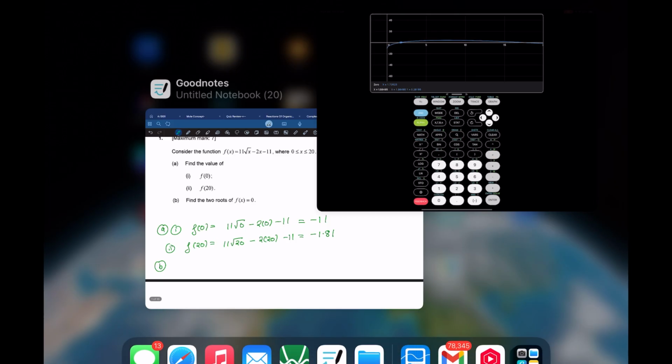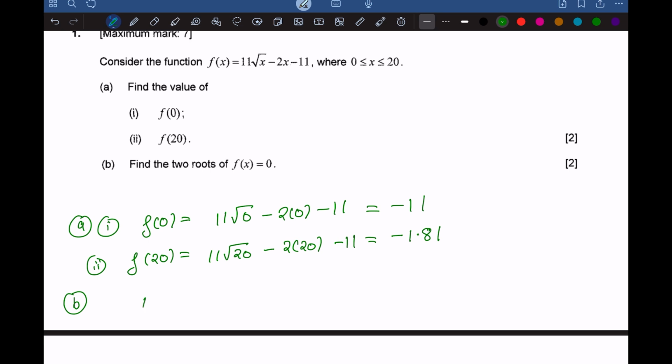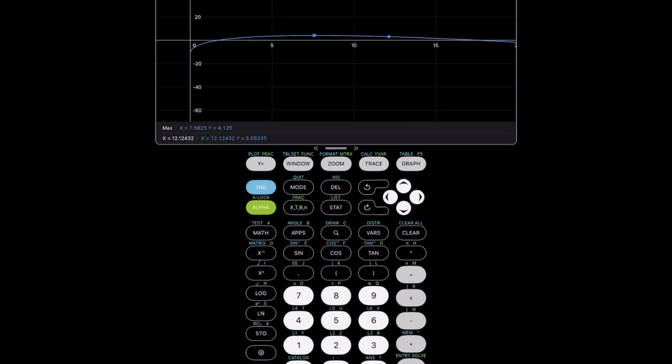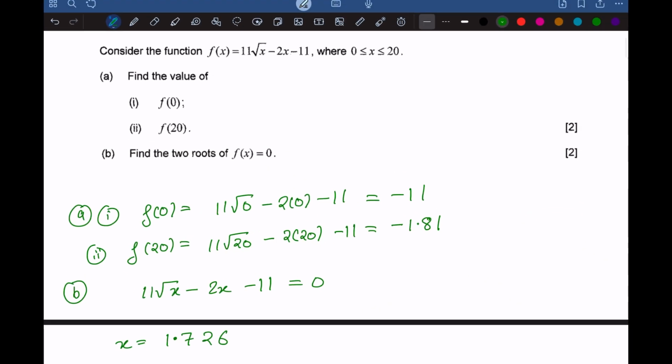at 1.726. So this occurs at 1.726. This is the first root. The second root would be from the same graph. We just have to move. So yeah, here we have the second root, that is 17.52. x equals 17.523. So these are the two roots of this equation.